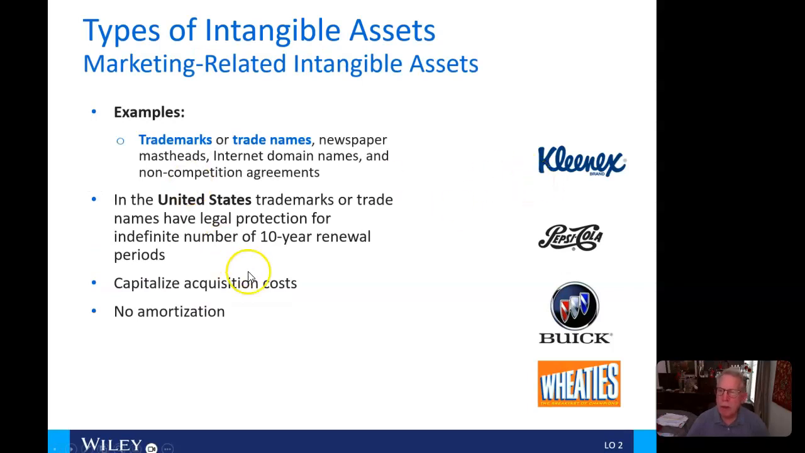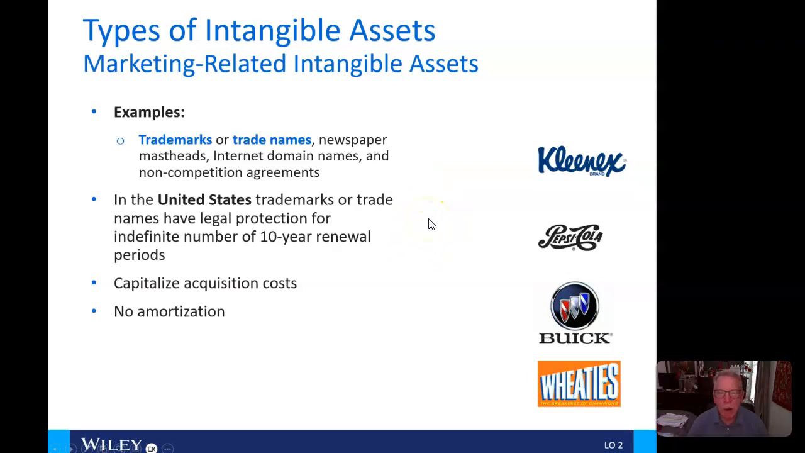So what are some examples? Trademarks or trade names, newspaper mastheads, internet domain names, non-competition or non-compete clauses or agreements. Those are marketing-related intangibles such as trademarks or trade names.